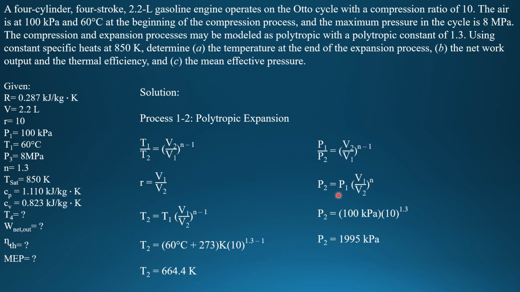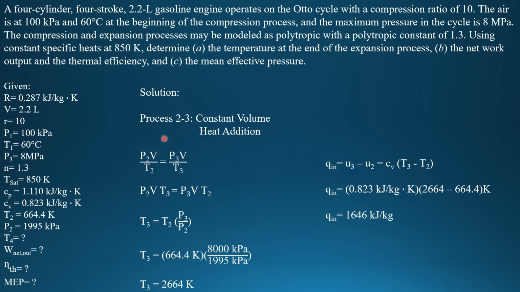Next is this equation. We have here P1 over P2 is equal to V2 over V1 raised to n. So again, we reciprocate this equation. So we come up with this P2 is equal to P1 times V1 over V2 raised to n. Now, we'll be substituting all the values we have. So we have here the 100 kilopascal times 10 raised to 1.3, and we have this pressure at state 2 that is equal to 1995 kilopascal.